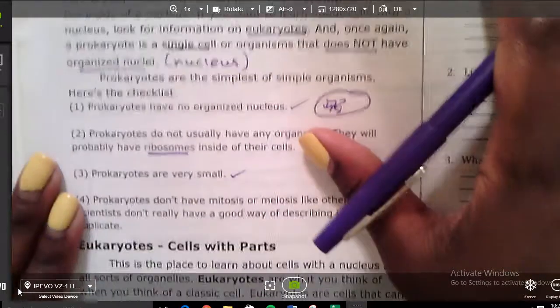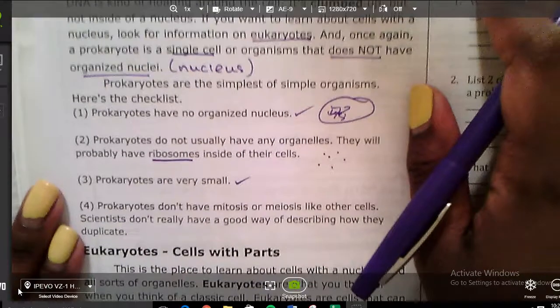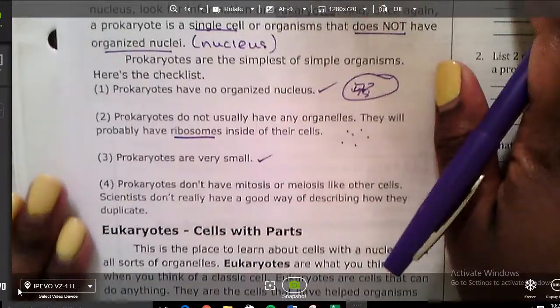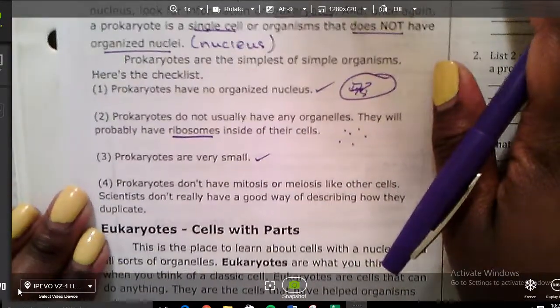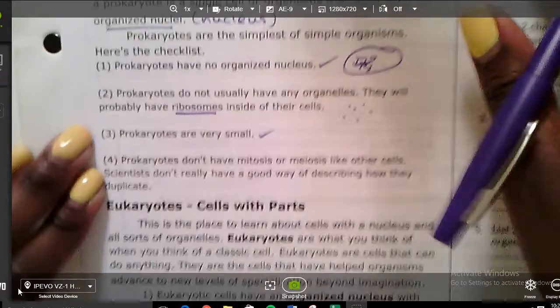So you probably have like a bajillion prokaryotes crawling all under your fingernails right now because you were probably scratching your nose or something earlier. But again, they're super small. Don't even worry about it. You can't even feel them crawling.